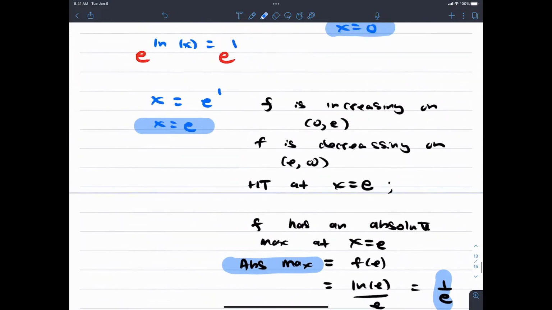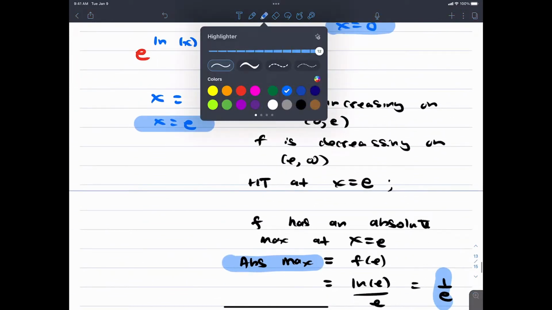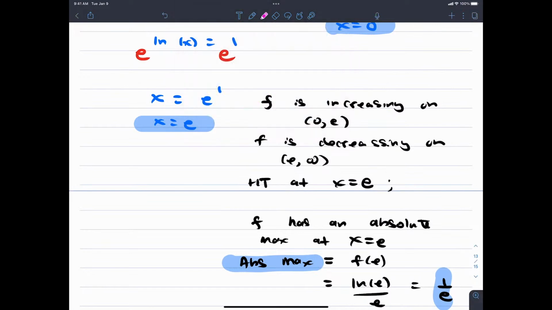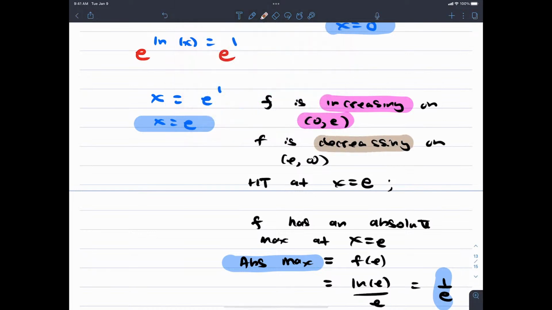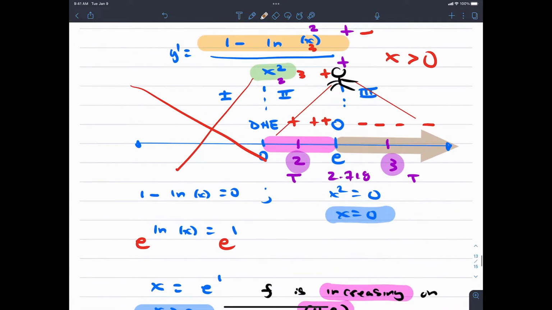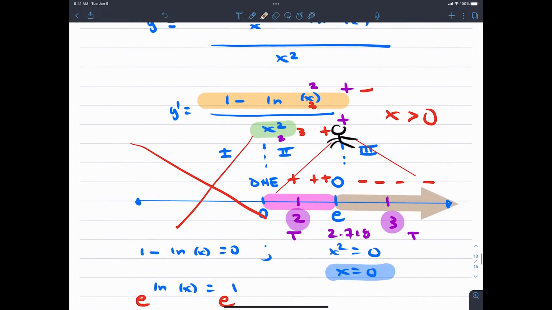So this is kind of the increasing. We'll put pink and then brown. All right. Increasing on that interval. Decreasing on this interval. A picture is worth what? 1,000 words here. Okay?